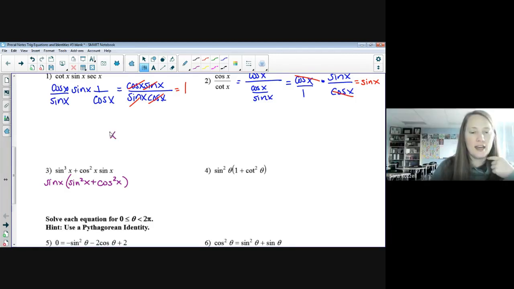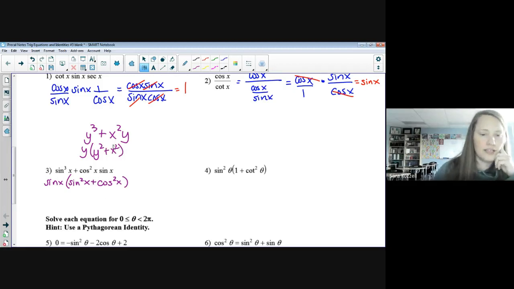It's like if I had x squared y. Like if my problem looked like this, y cubed plus x squared y. There's a y in both. And then I'd have y squared plus x squared left, because that one came out of there.